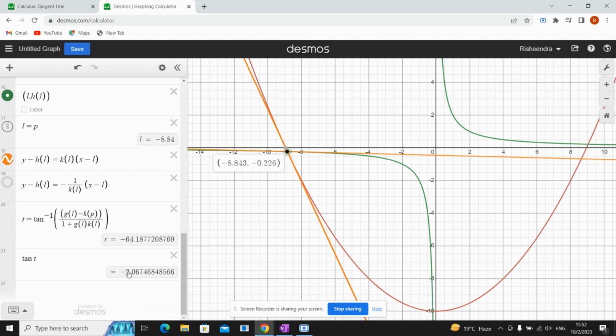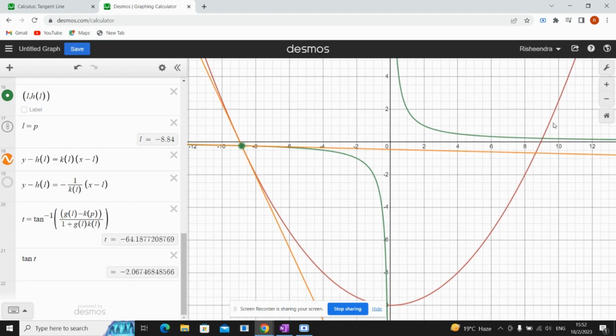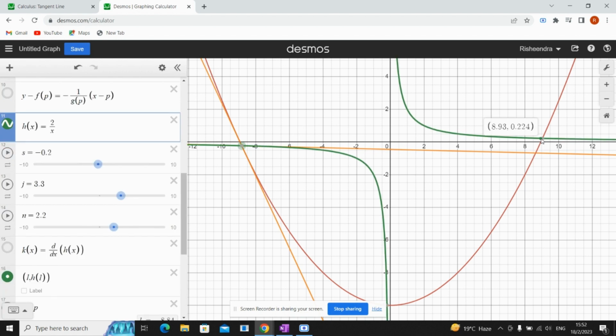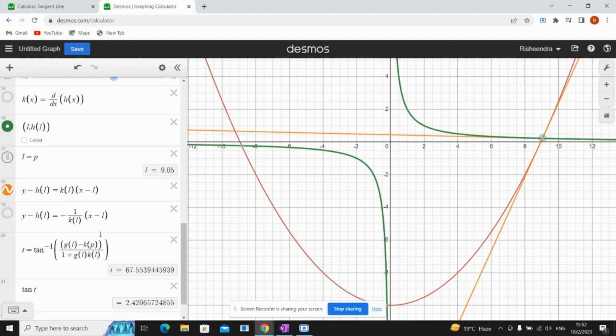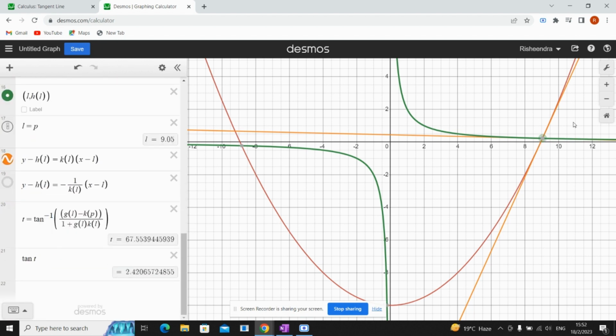What is the angle here? Tan inverse minus 2.067, or 64 degrees. Let's go to the other intersection point. What is the point here? It was 9.47, right? Let's go there. 9.47. Hey, looks like the angle between these two is almost identical, not identical, 67 degrees.